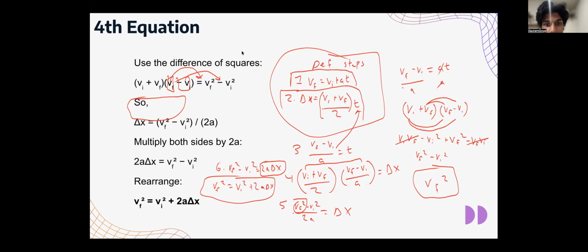Okay. Geetika, next to you. In step four, I didn't understand how you got 2 and a. So basically in step four, I just multiplied.